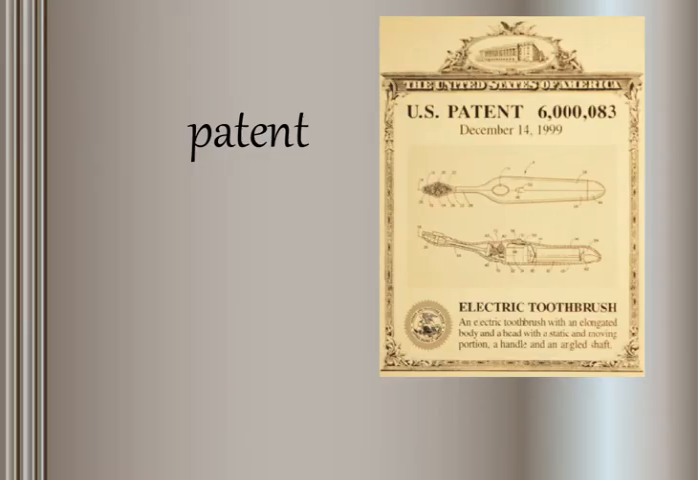Our last word for this week is patent. And these are papers that give a person or a company the right to make, use, or sell new inventions for a certain number of years. So this is a picture of a patent for the electric toothbrush. And you'll notice that its patent number is 6,000,083, and it was developed in December of 1999. So inventors who have patents for their inventions can make money from them. So they like to get those just to protect their ideas.